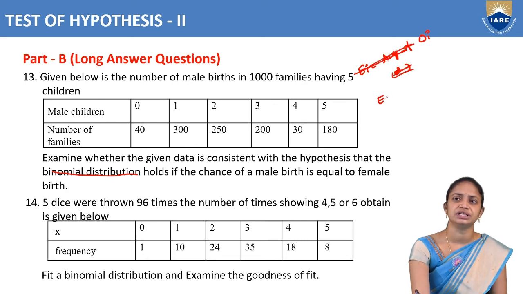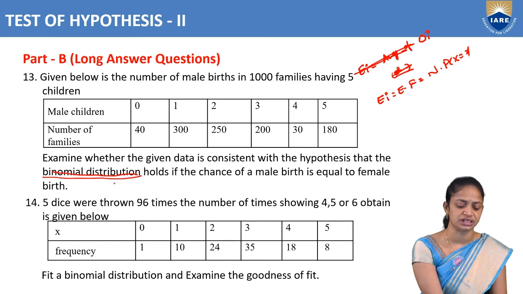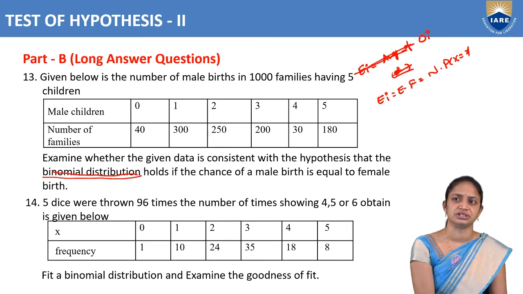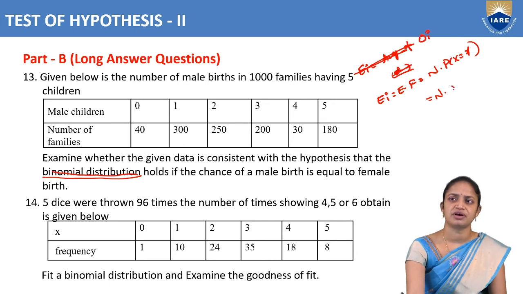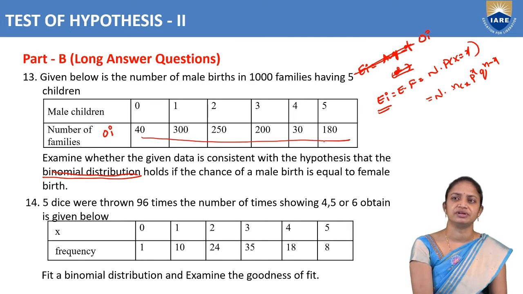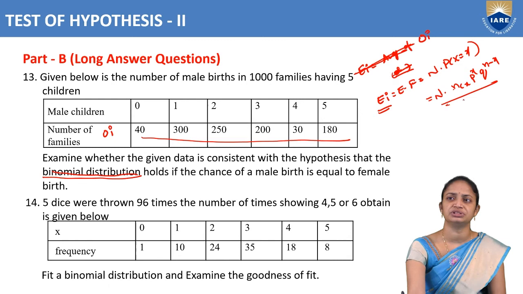So we have to use here for the expected frequencies, the formula is n into p of x equal to x, because in our question they have mentioned that by using binomial distribution we can fit the chi-square distribution. So n into p of x equal to x is equal to n into the binomial distribution formula, which is nCx p power x q power n minus x. By using this formula we can find the ei values, and they have given the oi values. Given frequencies are always observed frequencies. We need to find the expected frequencies by using this formula.